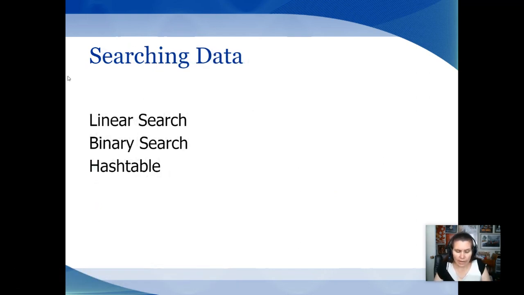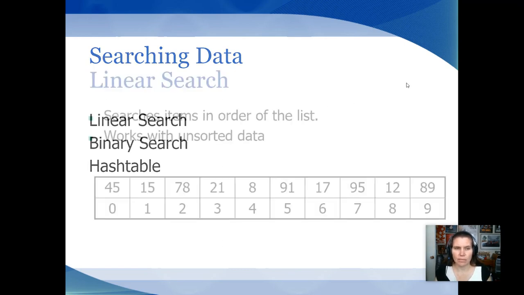Okay, so we've talked about several data structures to allow you to store data. Now, these are going to be some algorithms to go back and retrieve your data once it's stored. So there's 3 types of algorithms we're going to talk about. We're going to do a linear search, a binary search, and a hash table.